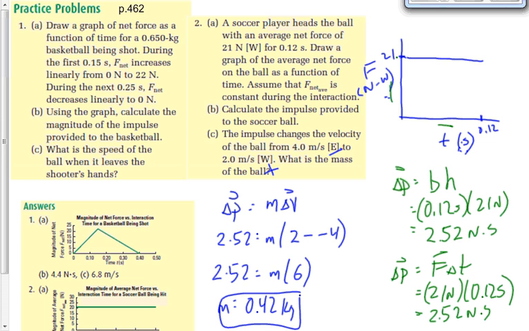Kind of like Newton's third law, right? Object A applies a force on B, B applies an equal and opposite force on A. Not only are the forces going to be the same, the impulses are going to be the same as well, but in the opposite direction. If this is 2.52 on the ball, on my head it would be negative 2.52. That's all, right? Does that make sense, guys?